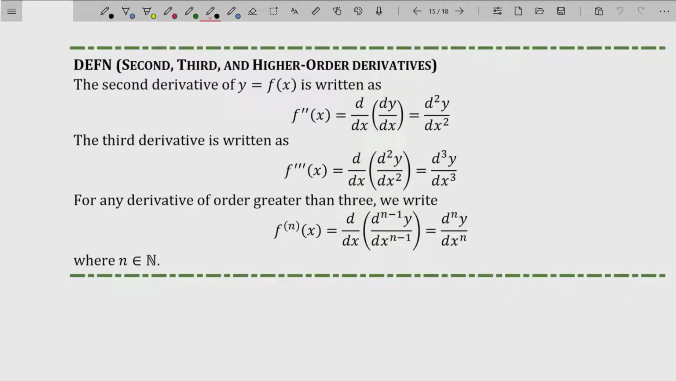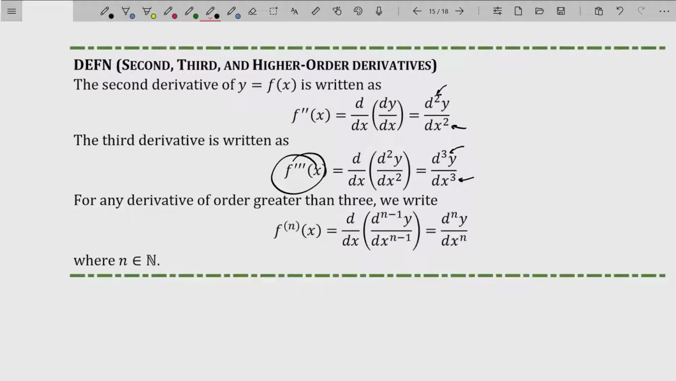Now, before we can go into computing higher order derivatives, we have to actually talk about them. The second derivative of y equals f of x is written as f double prime of x, which is also written in Leibniz notation as d/dx of dy/dx. So d/dx of dy/dx is the derivative with respect to x of the derivative of y with respect to x. Or another way to write that is the second derivative of y with respect to x twice. The third derivative is f triple prime, the easier way of remembering it, or the third derivative of y with respect to x three times.